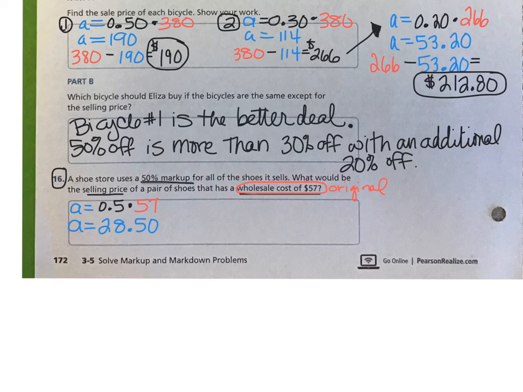So to find the final selling price, remember we need to take that $57 and add to it the markup amount of $28.50 to get a final selling price of $85.50.